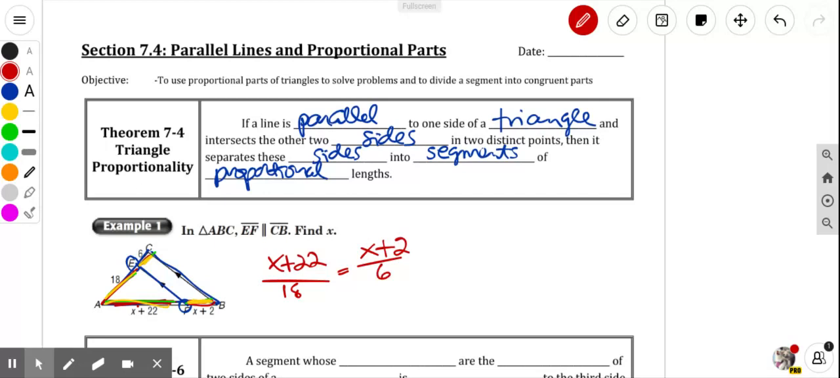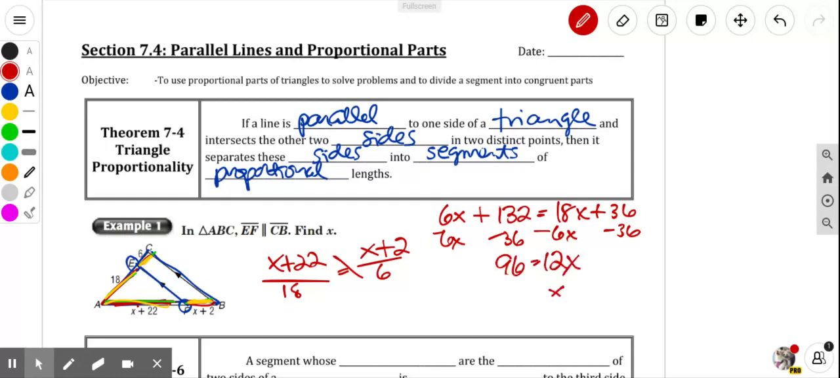So then you cross multiply. When you cross multiply, don't forget to distribute. So I'm going to finish it over here since I'm not going to have enough room. So it's going to be 6x, and then 6 times 22 is 132. And then we're going to have 18x plus 36. So we're going to subtract 6x, subtract 36. So then we're going to have 96 equals 12x, divided by 12, x is 8. So there's the first one, triangle proportionality theorem.